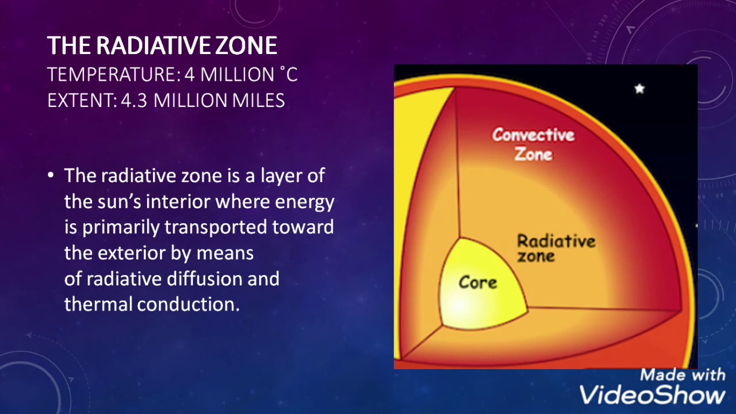The radiative zone. Temperature 4 million degrees Celsius. Extent 4.3 million miles. The radiative zone is a layer of the sun's interior where energy is primarily transported toward the exterior by means of radiative diffusion and thermal conduction. And this part, the golden color part, is the radiative zone.